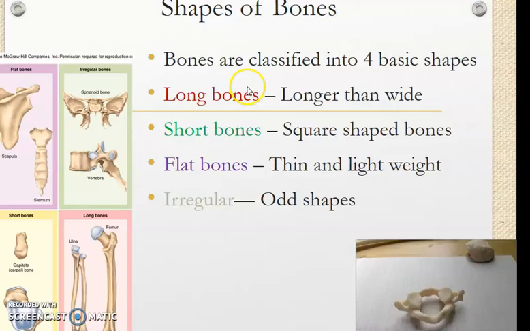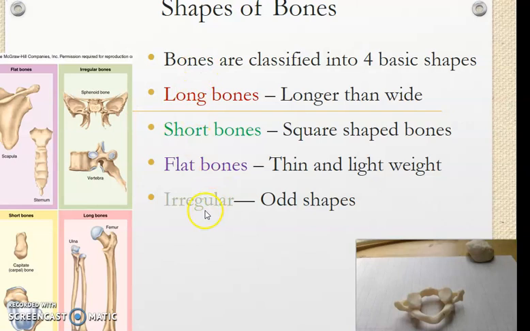So let's look at our notes again. So, long bones are longer than they're wide, and they tend to be circular. Short bones are square-shaped, so the capitate would be short. I believe this is the talus. That would be a short bone. Flat bones are thin and flat, lightweight.